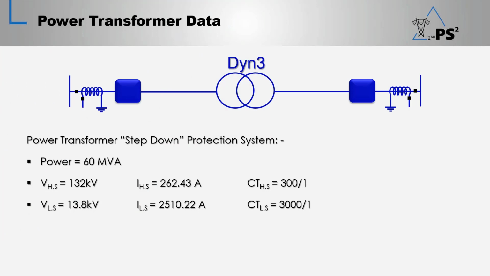Let's consider the following power transformer data. Our transformer is a step-down transformer with a power of 60 megavolt ampere. The voltage of the high side would be 132 kV, while the voltage of the low side is 13.8 kV. So in this case, the current of the high voltage side would be 262.43 ampere, while the current of the low voltage side would be 2510.22 ampere. The CT of the high voltage side would be 301, while the CT ratio of the low voltage side would be 3000 to 1.